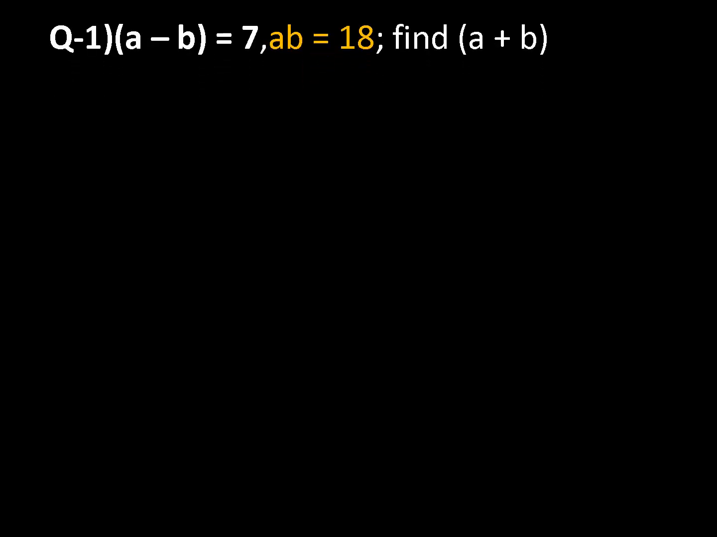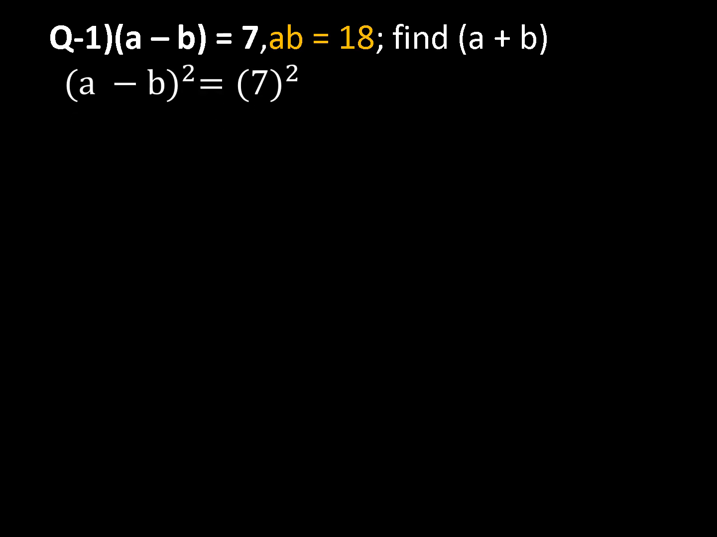Examples of expansions. Here we can see that a minus b is 7, ab is 18 and we have to find a plus b. In short, a minus b is given and we have to find a plus b. We will always start with what is given, that is a minus b equal to 7.